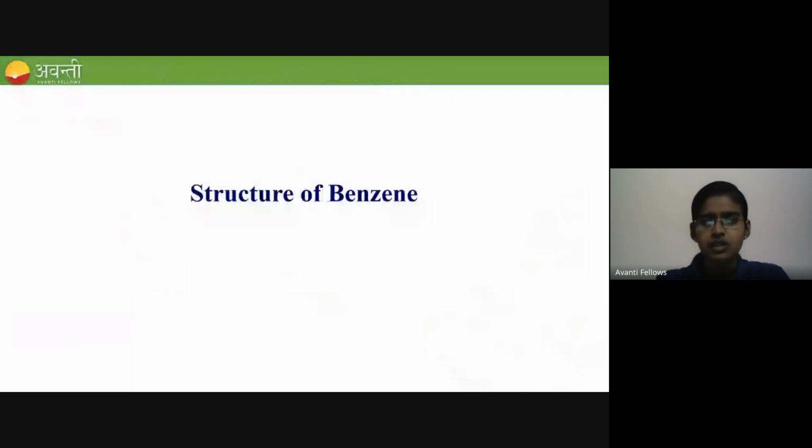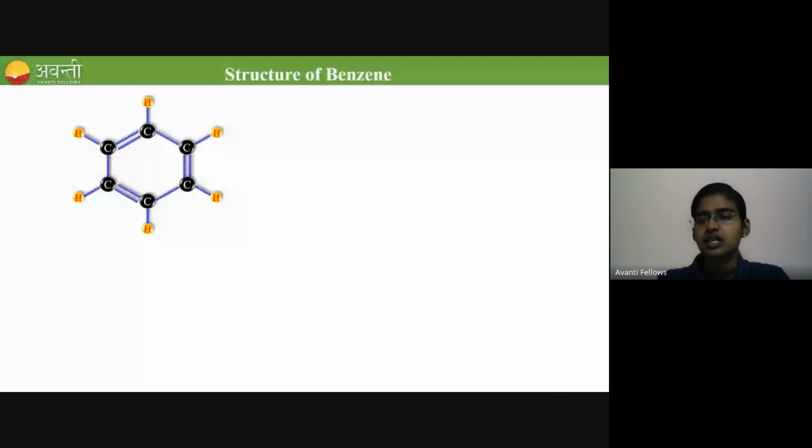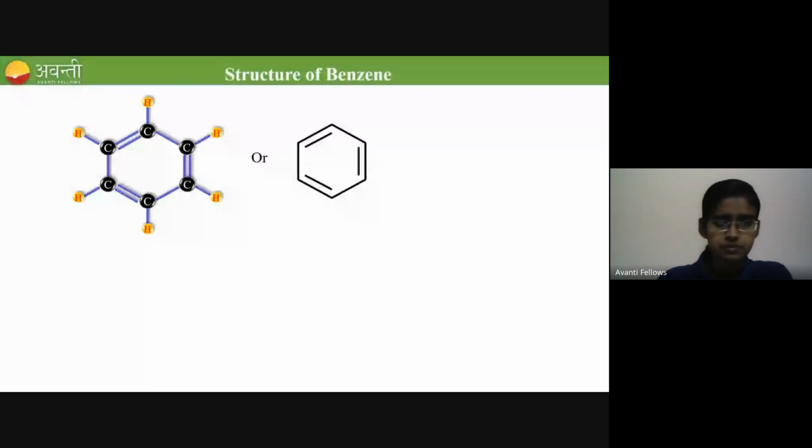So this is the structure. There are 6 carbon and 6 hydrogen attached to the carbon. We have 3 double bonds in it, and all the 12 atoms, 6 carbon and 6 hydrogen, are present in the same plane. Because the hybridization of all the carbon is sp2. All the carbons are having the double bond. So all are sp2 hybridized.